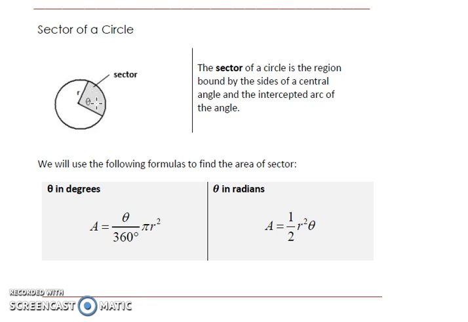This is the sector. We can use these formulas to find the area of this sector for a central angle. We use a different formula based on whether the angle is given in degrees or radians. If the angle is given in degrees, we use this formula to find the area of the sector. If the angle is given in radians, we use this formula to find the area of the sector.